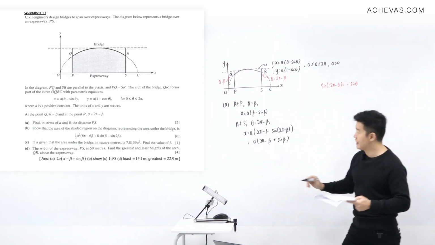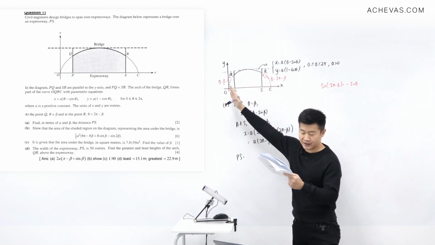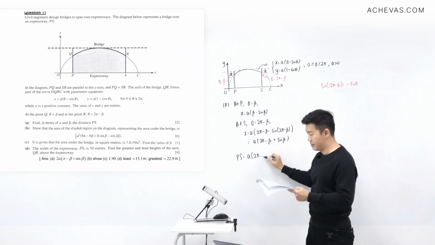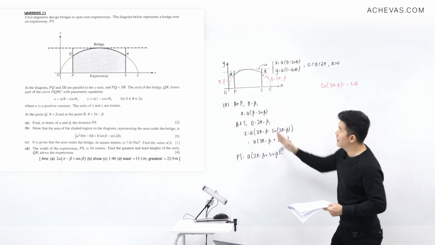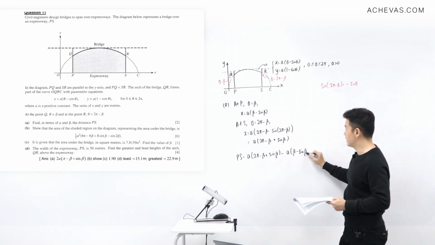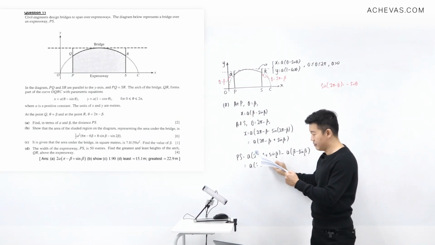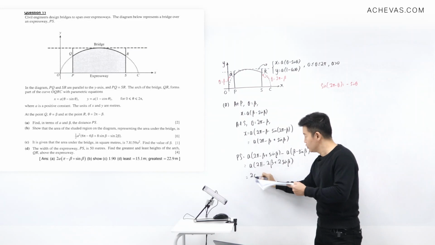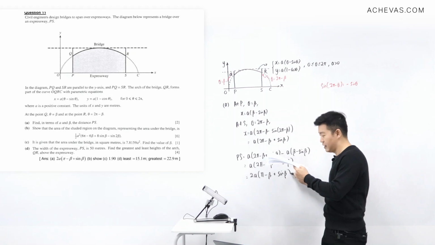So now we can find PS. PS is going to be the x coordinate here minus away the x coordinate here. So the x coordinate here is going to be a of 2 pi minus beta plus sine beta, minus away the x coordinate here. So that will be a of beta minus sine beta. This PS will become a of 2 pi minus 2 beta plus 2 sine beta, which is equal to 2a of pi minus beta plus sine beta.